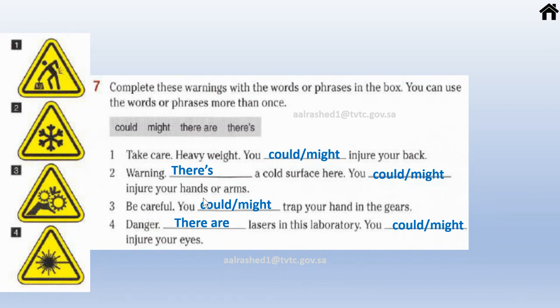If you want to tell someone to not do something, you would use do not or you mustn't.